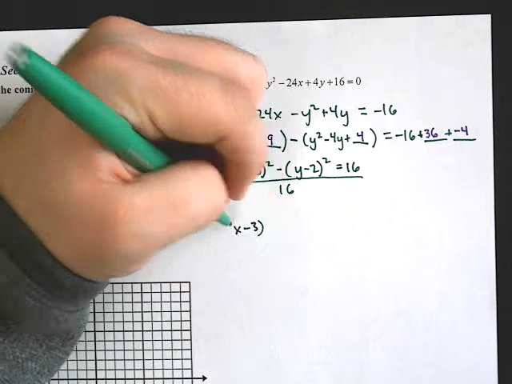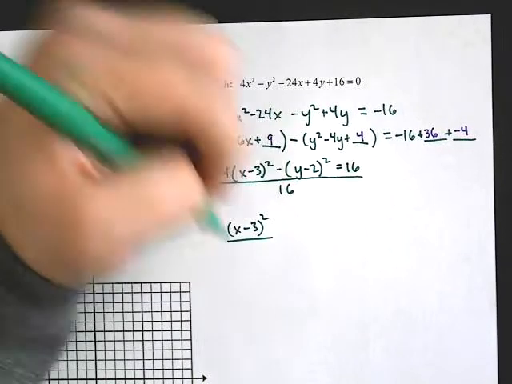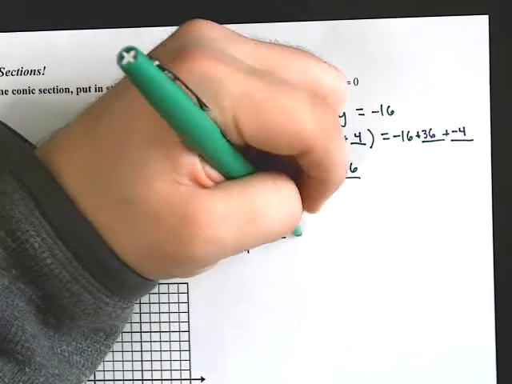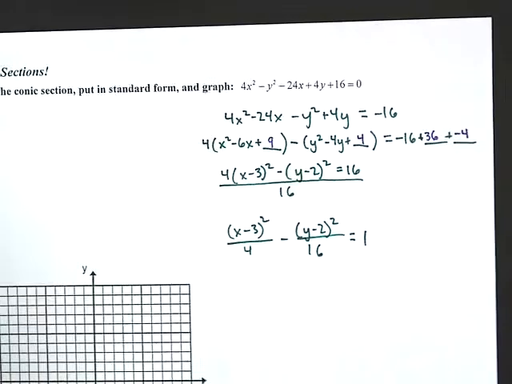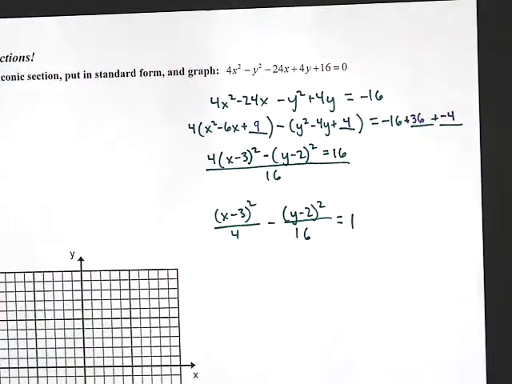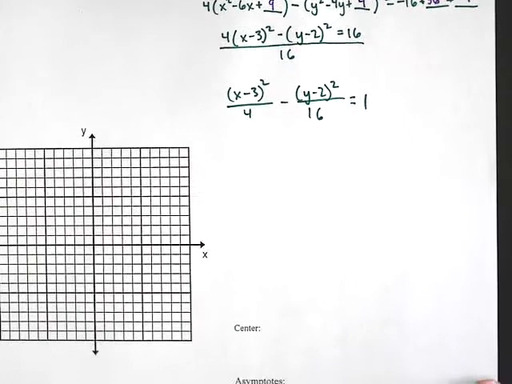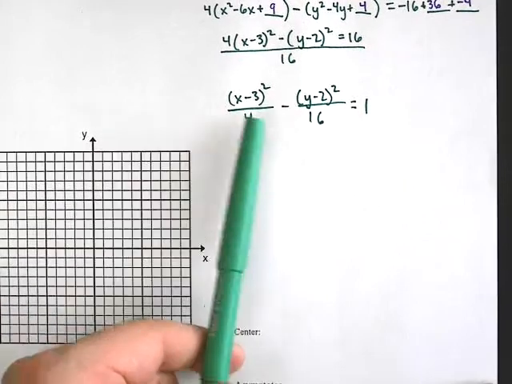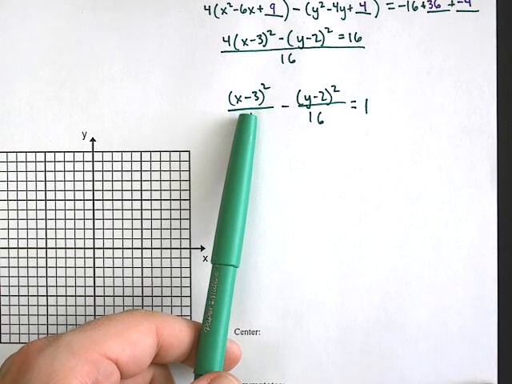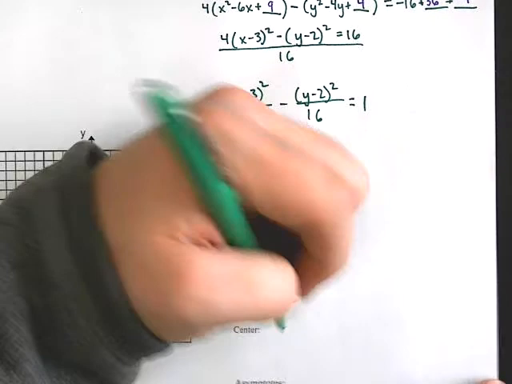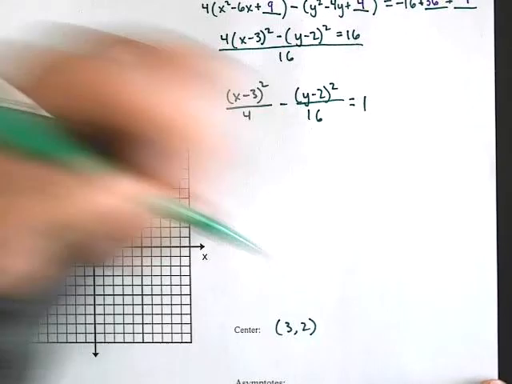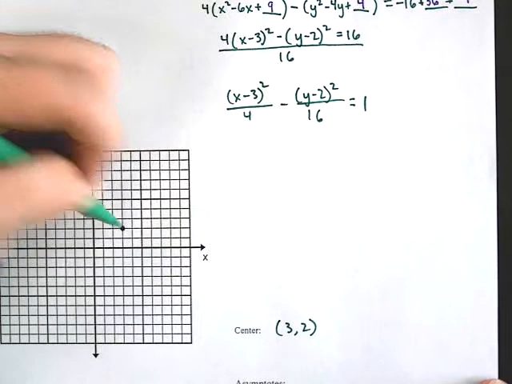x minus 3 squared over 4 minus y minus 2 squared over 16, and that's equal to 1, which is great because now I know my center. My center has to be at 3, 2. Did I goof that up? No, I think that's right. 3, 2. Let's plot that now before I mess up.